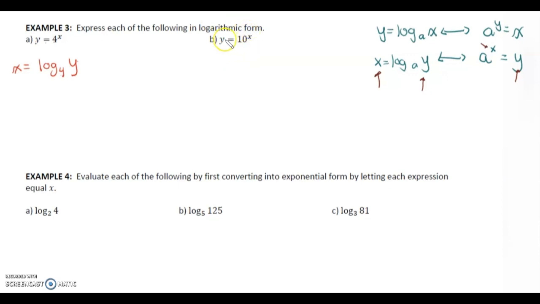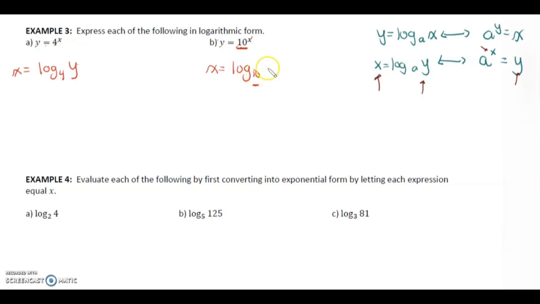Okay, and for this one, y equals 10 to the x. I'm going to say x equals log base 10 of y, and that 10 is the base in the exponential function. The 10 is also the base in the logarithmic function. So it's like 10 to the y equals x. So 10 to what exponent is going to yield us y?